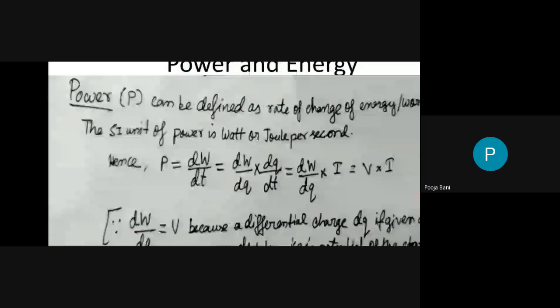So everyone is familiar with work, power, and energy, right? For work, power, and energy, whatever we have learned, power can be defined as the rate of change of energy or work, and the unit is watt or joule per second, right? Power, everyone knows power P.